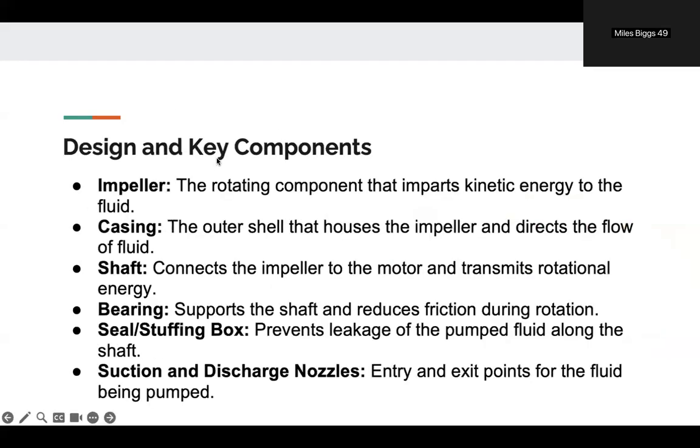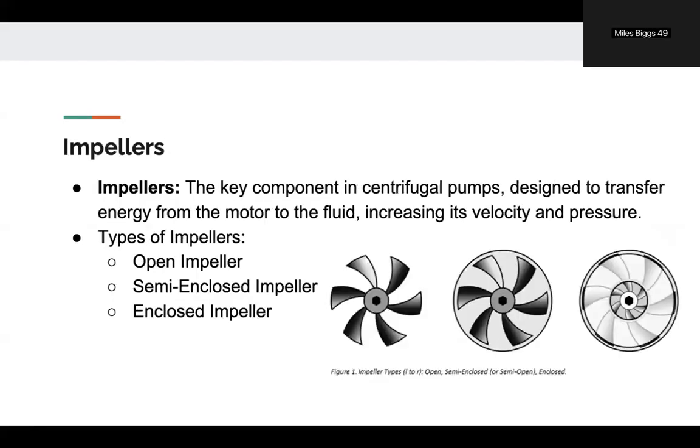Design and key components. The impeller is the rotating component that imparts the kinetic energy to the fluid. Your casing is the outer shell that houses the impeller and directs the flow of the fluid. The shaft connects the impeller to the motor and transmits the rotational energy. Then you have your bearings that support the shaft and reduce friction during rotation. Then you have your seal box, which prevents leakage of the pump fluid along the shaft. And then your suction and discharge nozzles are your entry and exit points for the fluid being pumped.